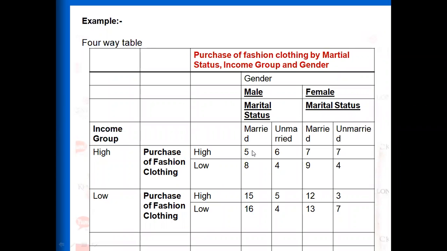5 students are married, male, belong to the high income group and have high purchase of fashion clothing. 8 are male married students who belong to the high income group but have low purchase of fashion clothing. Similarly, 6 are unmarried males who belong to the high income group and have high purchase of fashion clothing. 4 are unmarried males in the high income group who have low purchase of fashion clothing. Similarly, we can interpret the whole table.